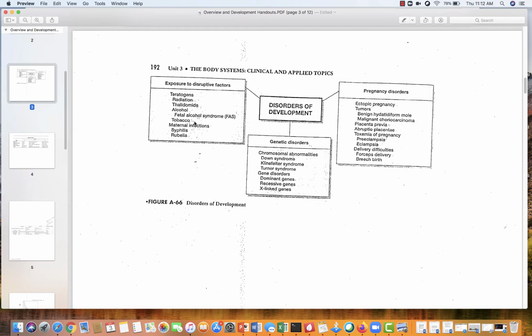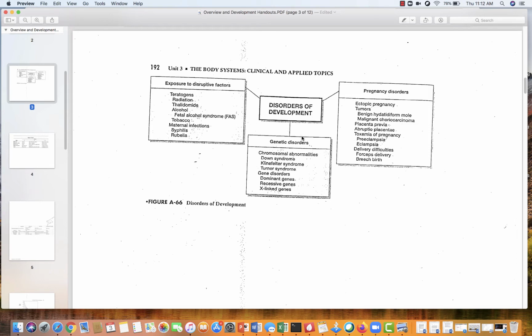Also, exposure to tobacco for the embryo and fetus can lead eventually to early birth, premature birth, and low birth weight, and premature birth can lead to later learning disorders, behavioral problems, and low IQ. Okay. Also, maternal infections can lead to disorders of human development, such as syphilis and rubella infections.